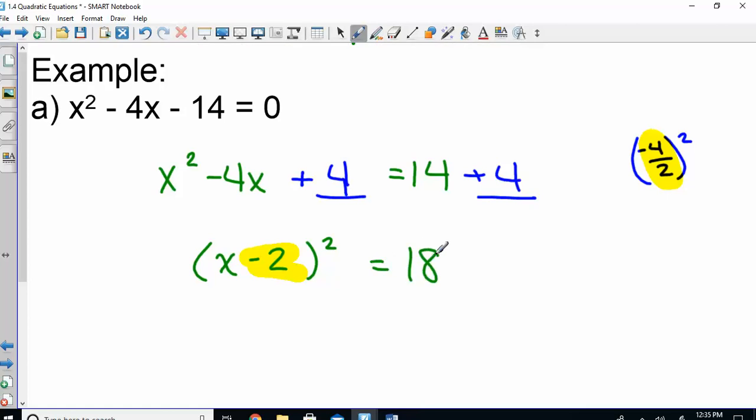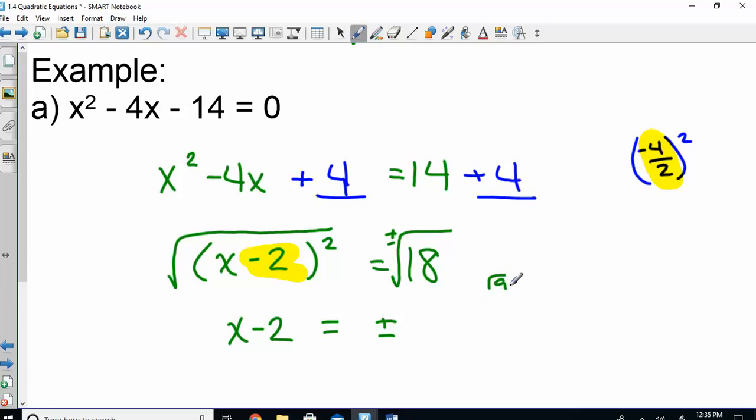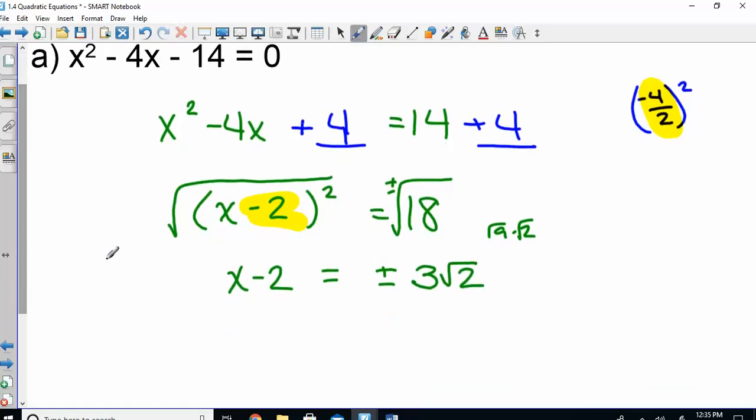Now, if I'm trying to solve for x, how could I get rid of this square? Square root. We can use that square root method from Friday. So anytime you take a square root, you have to do a positive and a negative with it. So we have x minus 2 equals plus and minus the square root of 18. What can I break that into? Square root of 9 is 3. We have a radical 2.